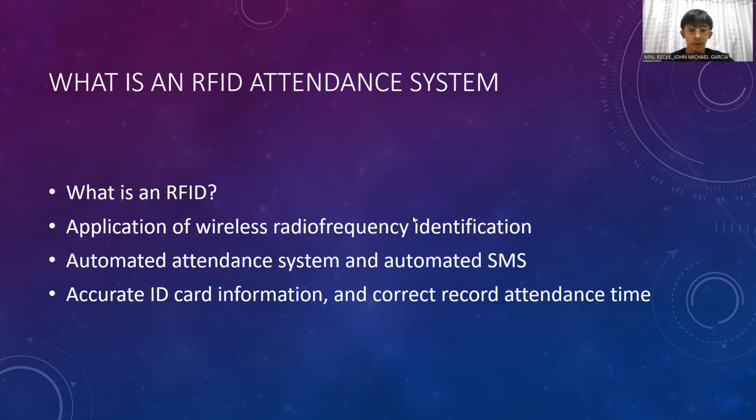RFID attendance system involves the application of wireless radio frequency identification, or RFID, in an attendance system which automates the process of attendance and time stamping. The attendance system automatically registers that a student has entered the school and sends an SMS to their respective guardians upon detecting the RFID tag. Also, the RFID attendance system reads accurate ID information and correct attendance time stamping with high reliability.